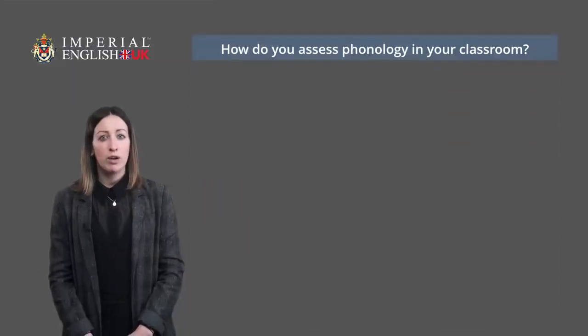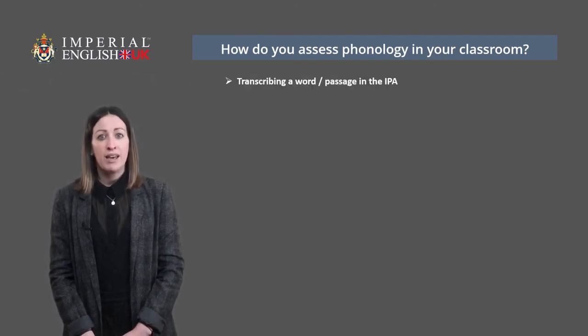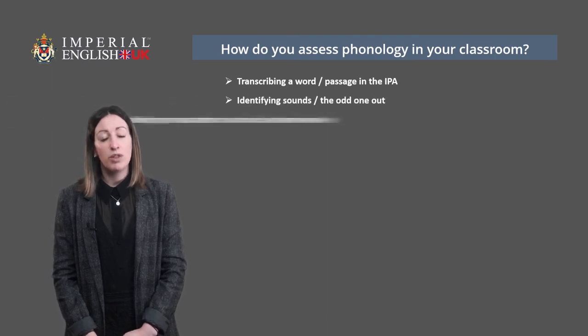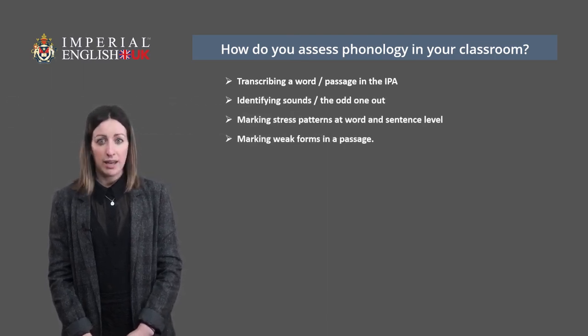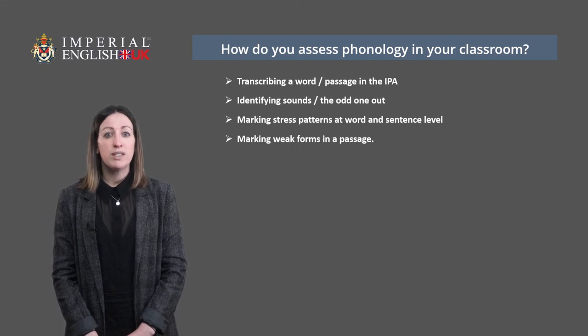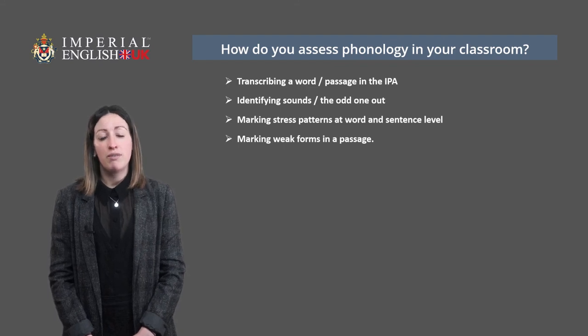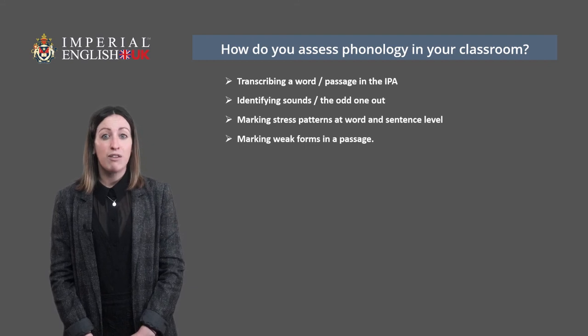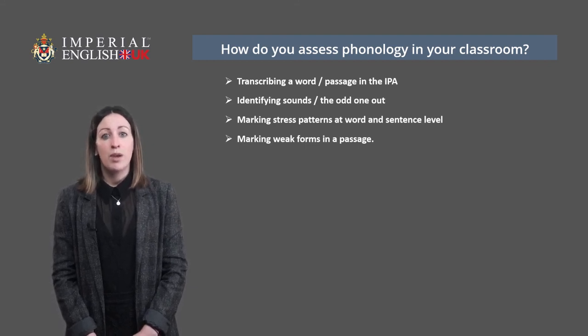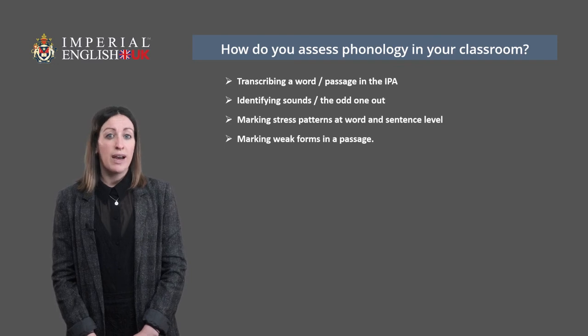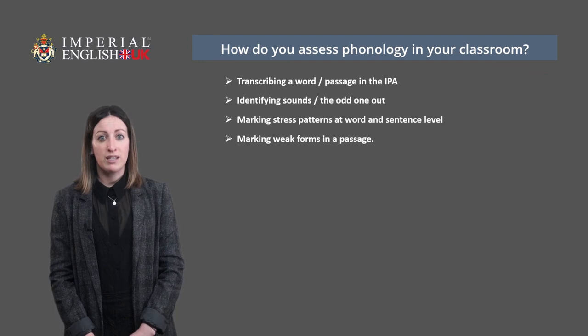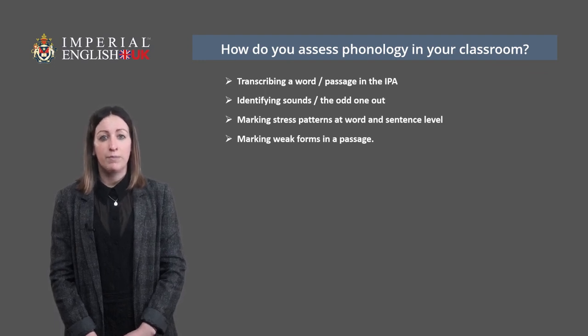How do you assess phonology in your classroom? Transcribing a passage in the IPA can be used to see how students are with the relationship between sounds and spelling in English. We can use it to assess at word level, sentence level, or paragraph level, depending on the level of the learners. Some common methods are identifying key phonemes and highlighting them, or alternatively, finding the odd one out. Using a range of assessment tasks is the most effective in assessing overall learning ability.